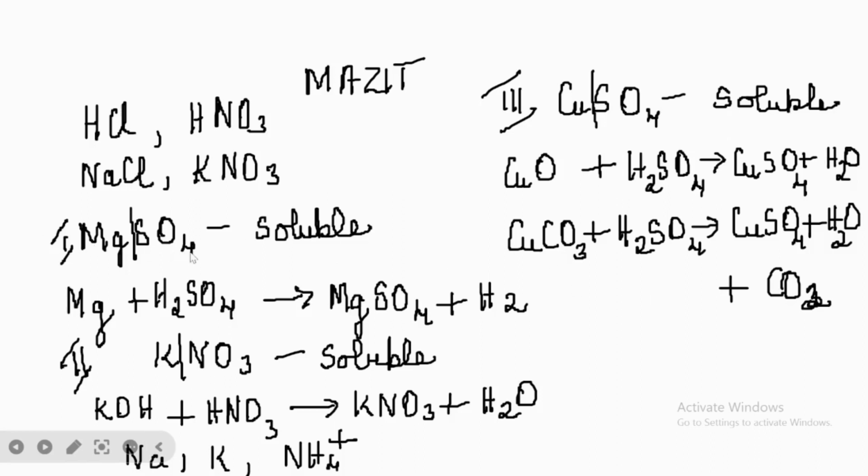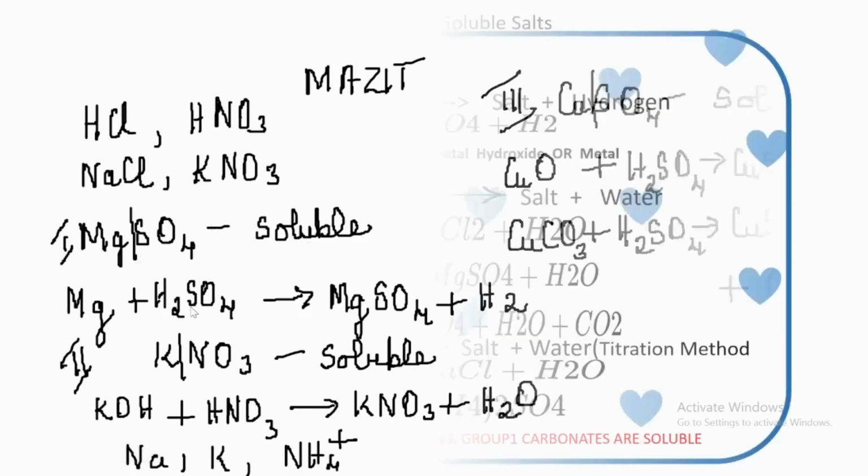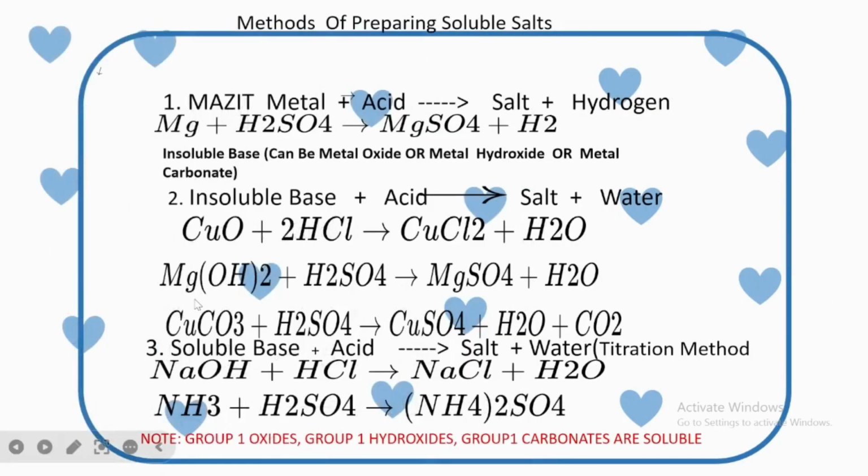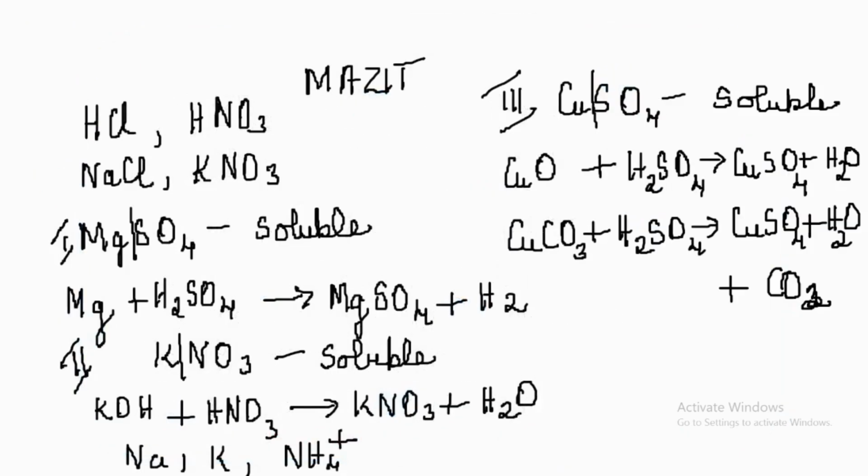We know that magnesium sulfate is soluble because sulfates of barium, calcium, strontium, silver, and lead are insoluble. So once you have decided on your solubility, put a line in the center and then take a decision on your acid. Here, the acid is sulfuric acid.